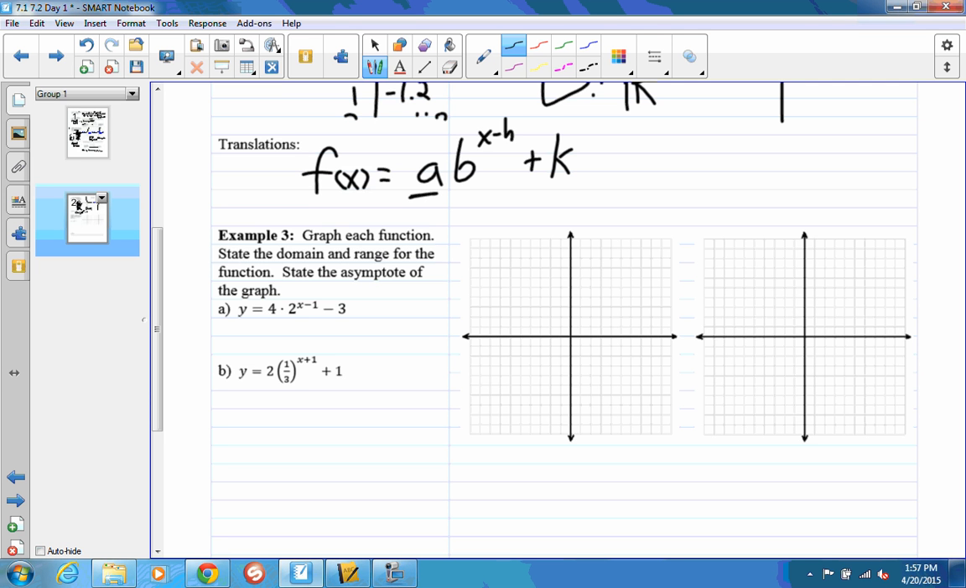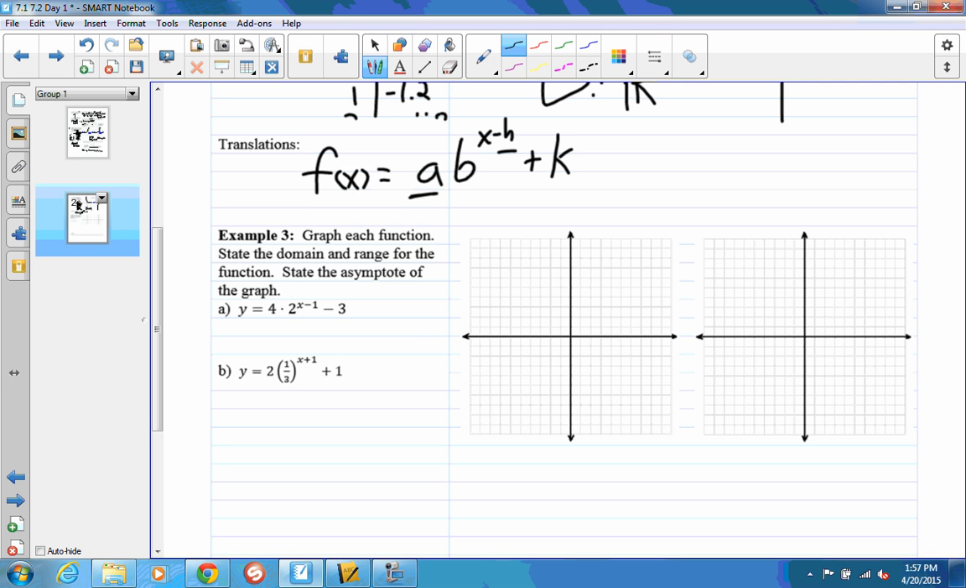A will tell me, just kind of how it's similar with cubic and square root functions, if it's wider, if it grows faster or slower. It will also, depending on whether it's positive or negative, flip me across the x-axis. So that's the same, and we just saw that. H will still move me horizontally. Notice that just like on this last one, we changed the sign on H. So a positive H moves me left, and a negative H moves me right.